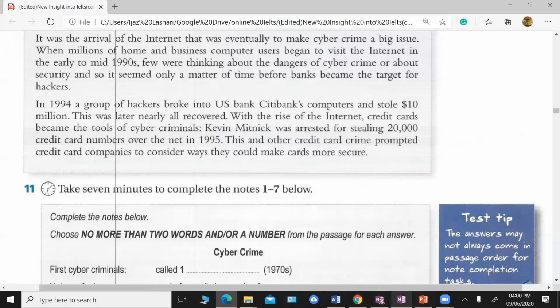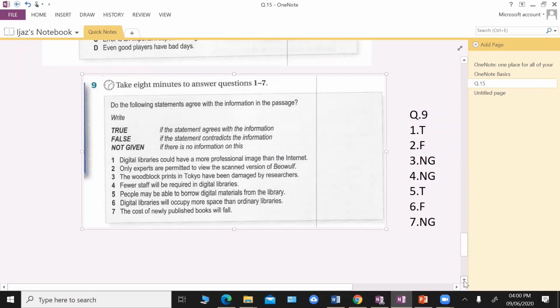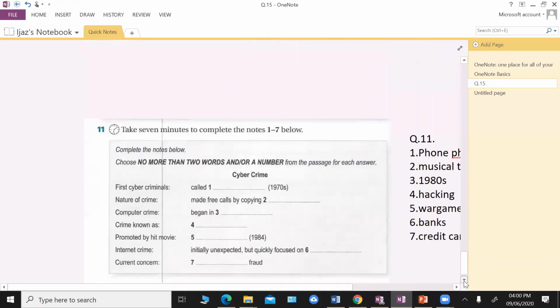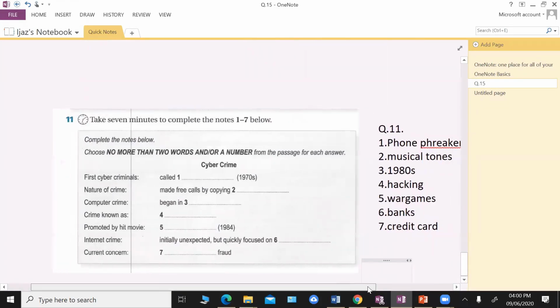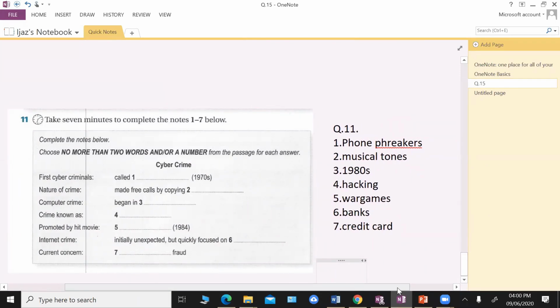Okay, I will show you the answers now. You can just confirm the answers again from here. Number 1 is phone freakers. Number 2, musical tones. Number 3, 1980s. Number 4, hacking. Number 5, war games. Number 6, banks. And number 7, credit cards. Okay, so with this we end this part here.